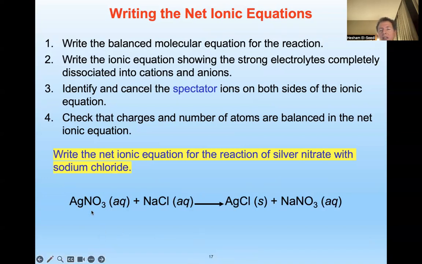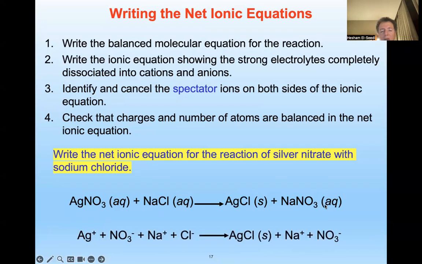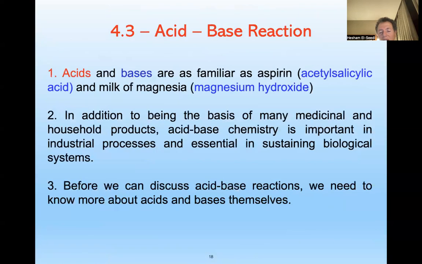Let us take the example of silver nitrate plus sodium chloride. How do you do it? Again, positive, negative, positive, negative. So silver will take the chloride to give silver chloride, while sodium will take the nitrate to give sodium nitrate, and this is solid while this is aqueous. Then you start to do the ionic equation and balance it. Like this, you will get the final answers.